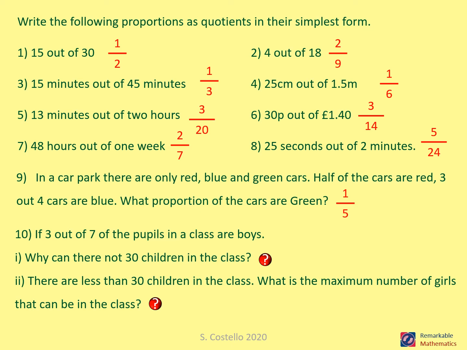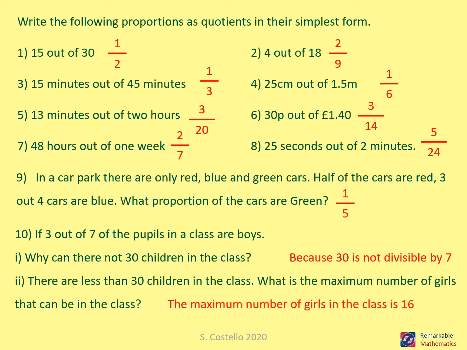So when we look at question 10, why can there not be 30 children in a class? Because 30 is not divisible by 7. If we're not sure of it, I will explain it to you later. But for now, that's it there. And if there are less than 30 children in a class, what's the maximum number of girls that could be in a class? Well, the maximum number is 16.